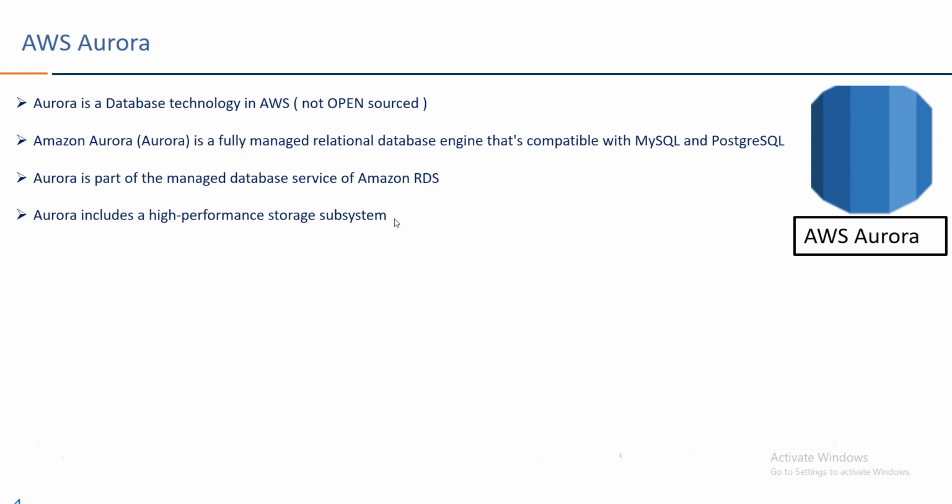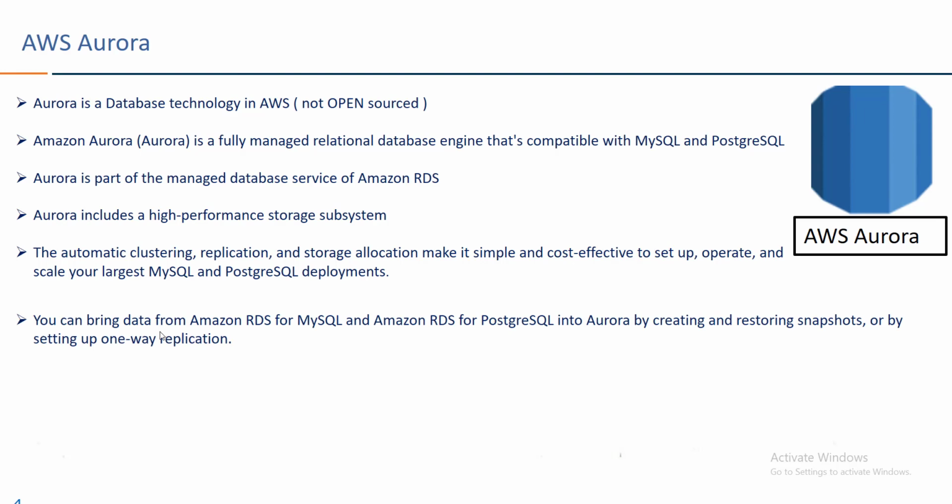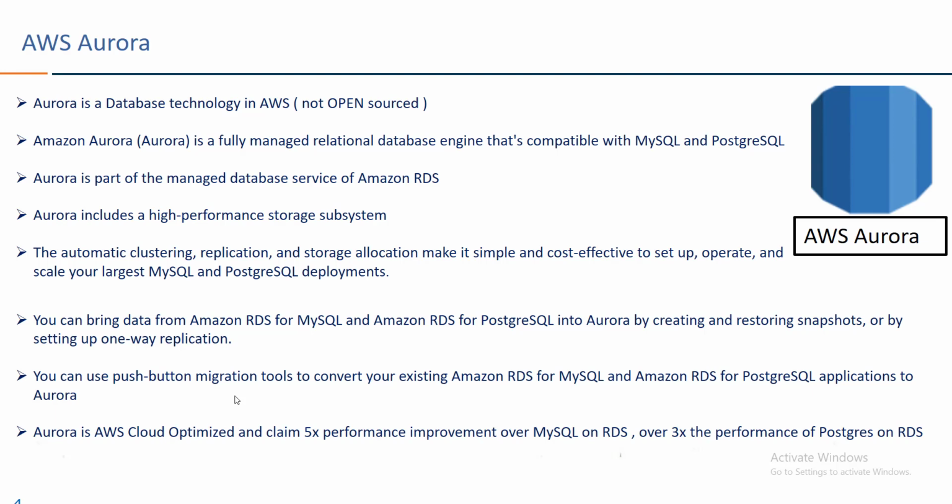Aurora includes a high performance storage subsystem. The automatic clustering, replication and storage allocation make it simple and cost effective to set up, operate and scale your largest MySQL and PostgreSQL deployment. You can bring your data from Amazon RDS for MySQL and Amazon RDS for PostgreSQL into Aurora by creating and restoring a snapshot or by setting up one-way replication. Aurora can use a push button migration tool to convert your existing Amazon RDS for MySQL and Amazon RDS for PostgreSQL application to Aurora. Aurora is cloud optimized and claims 5x performance improvement over MySQL on RDS and over 3x performance on PostgreSQL on RDS.